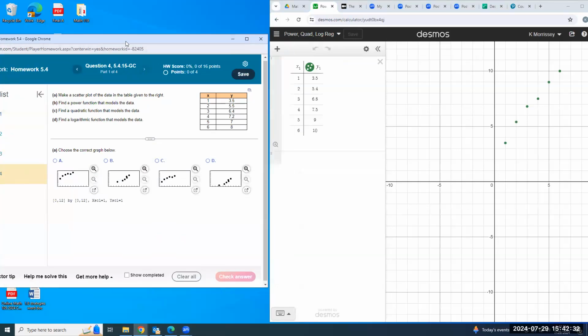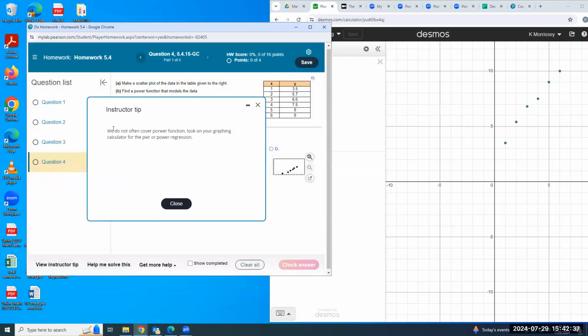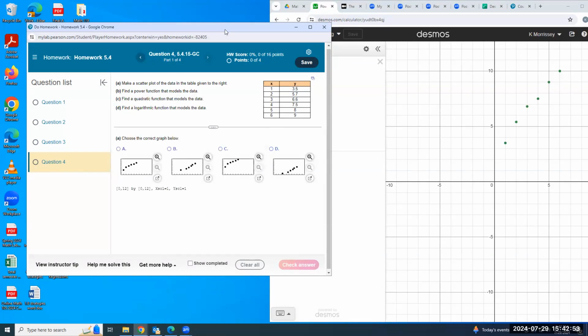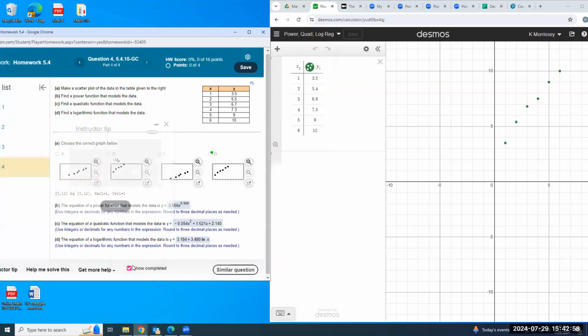If you click out and then back in, notice that it says that we don't often cover the power functions. So on the project, you're not going to be using a power function. Just look on your graphing calculator if you're not using Desmos for the power regression. For us, I'm going to show you the power regression here, and we'll just show completed so you can compare your answers.